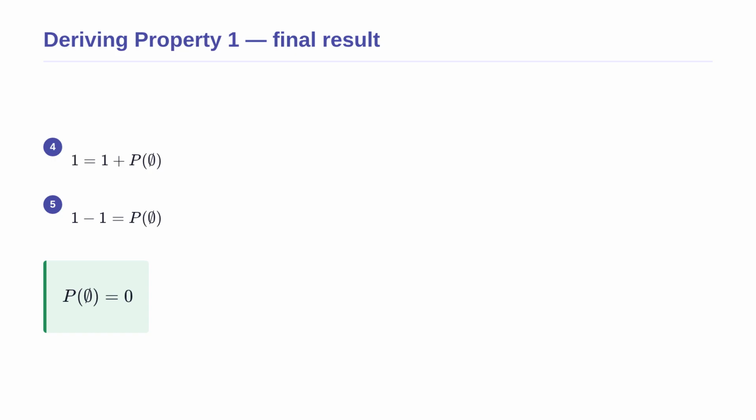To isolate the probability of the empty set, we subtract 1 from both sides of the equation. When we do this, the ones completely cancel out. This gives us our final result, proving mathematically that the probability of the empty set is indeed exactly 0. We have successfully derived our first property from the basic axioms.